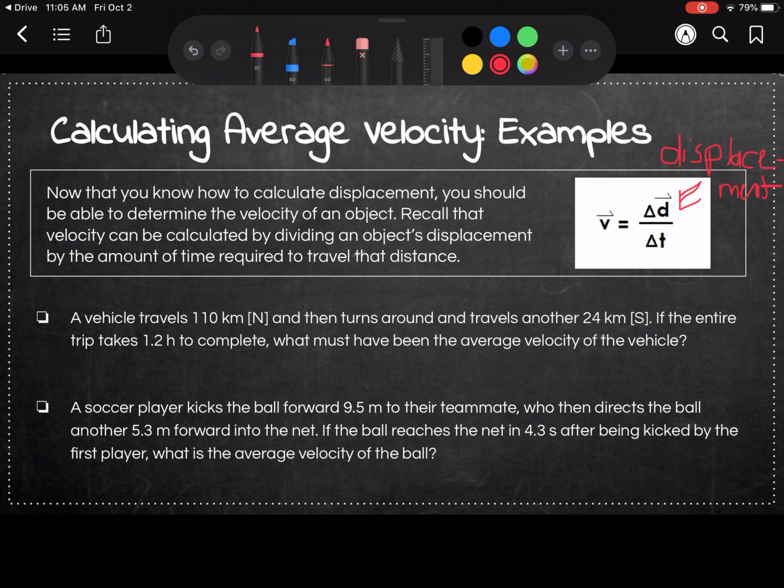So let's try calculating a velocity. A vehicle travels 110 kilometers north. So that is a displacement with a little arrow. And then they turn around and travel another 24 kilometers. I'm going to add it.